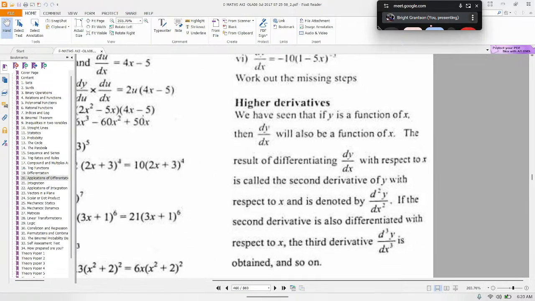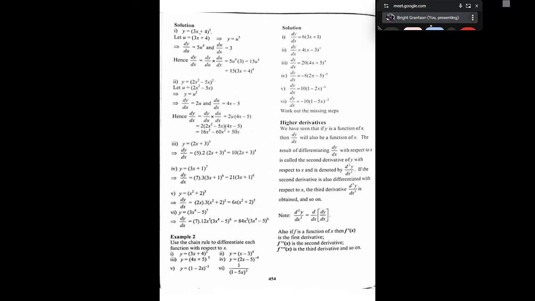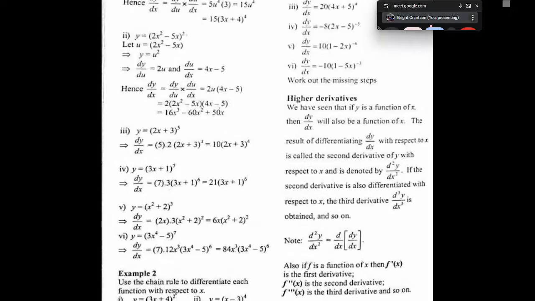Now we have seen that y is a function of x. Then dy/dx will also be a function of x. The result of differentiating dy/dx with respect to x is called the second derivative. In simple terms, if you differentiate one function and find dy/dx, when you differentiate the new function, that becomes a higher derivative. It is denoted by d squared y over dx squared, right?